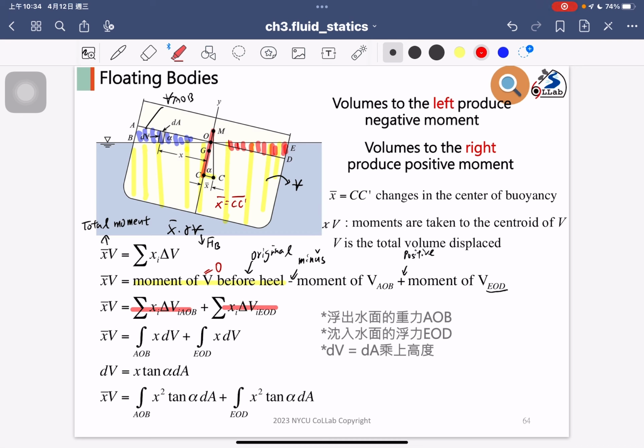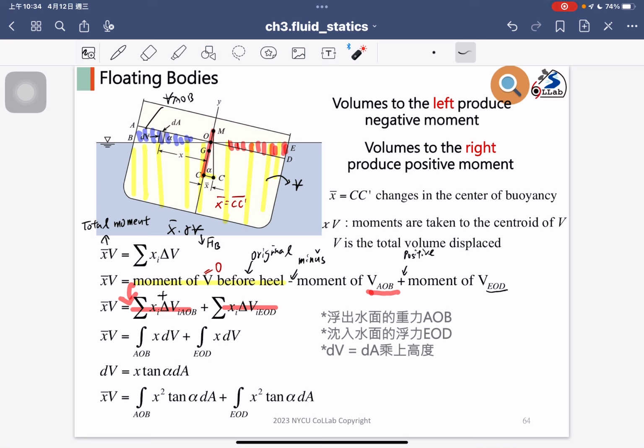Okay, but you see the minus for the AOB. If we change it in the equation here, it becomes positive. It becomes positive because if you take a look at the left-hand side, the volume is uplifted out of the liquid. That indicates the negative moment will decrease, right? Because the left volume is uplifted out of the liquid, the negative moment on the left will decrease. So that's the minus, and the minus becomes the positive moment. Okay.